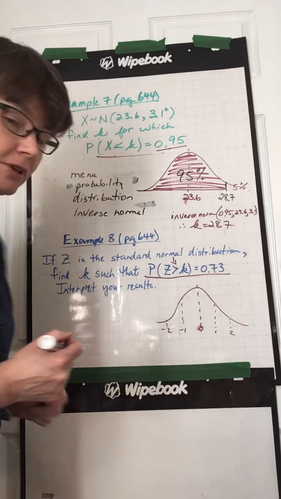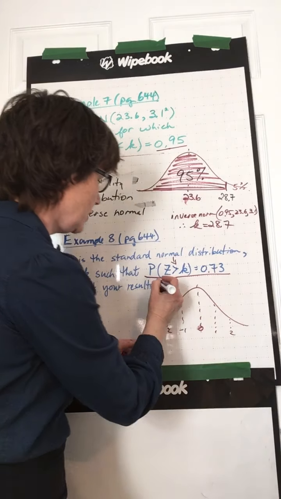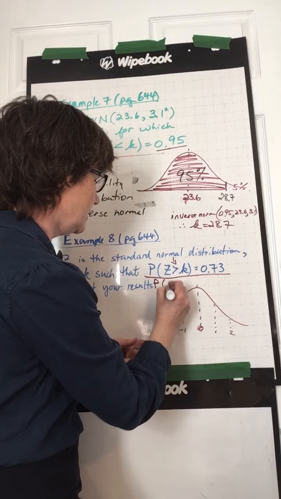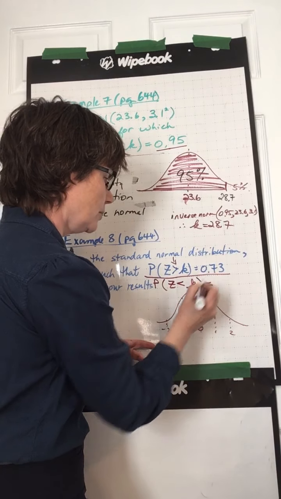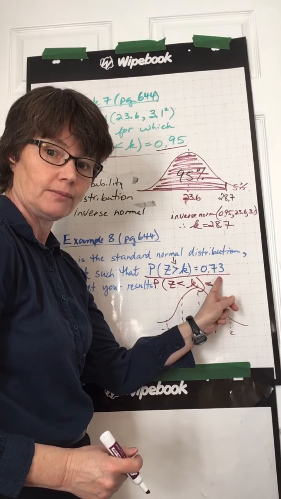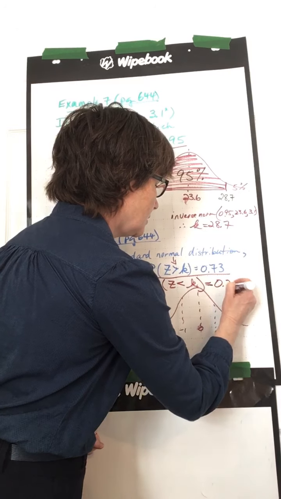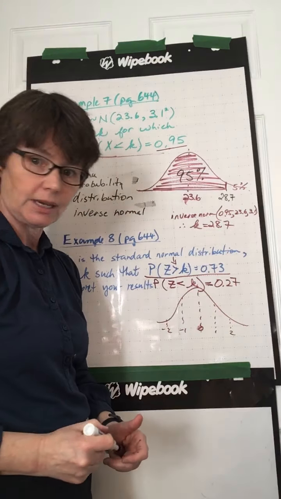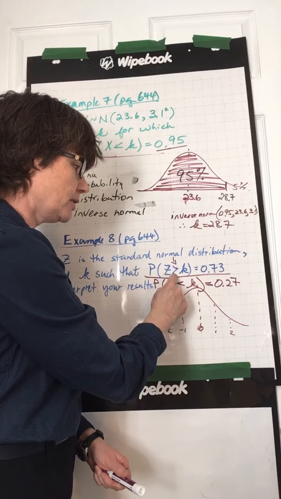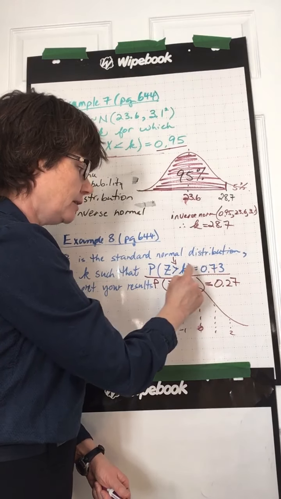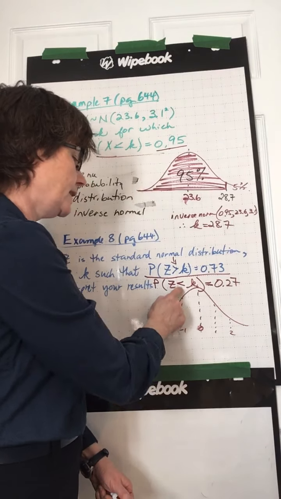All right. Well, first step is to rewrite this question with a less than, okay? We need to say, okay, probability that z is less than k is going to be how much? 1 subtract the 0.73, so 0.27, okay? These two numbers need to add up to 1, okay? If we're going to start off with a greater than 73%, then that same number is going to have less than of 27%. We can do this.